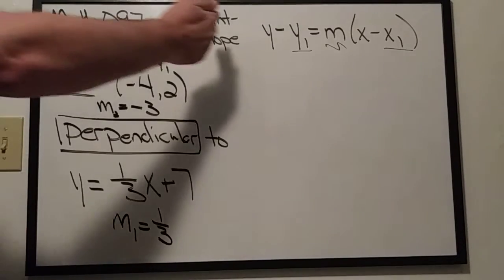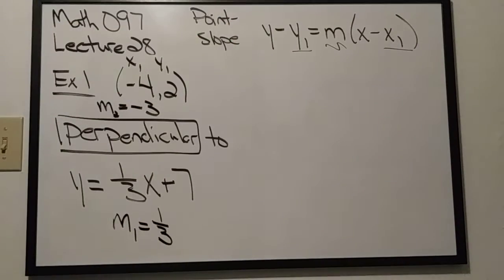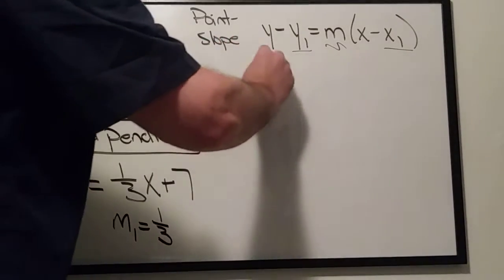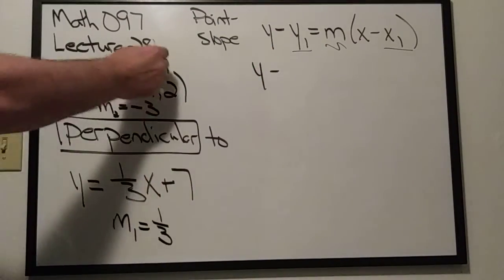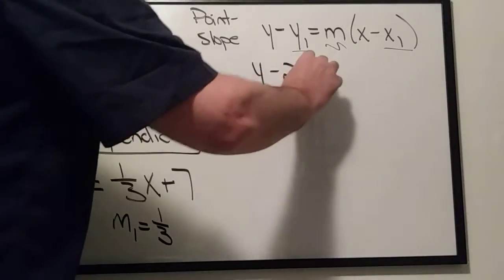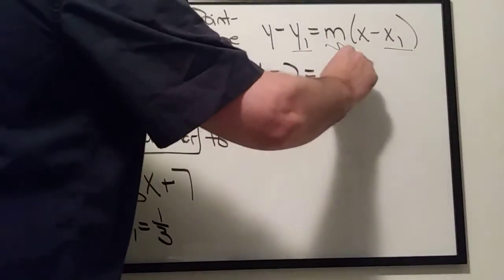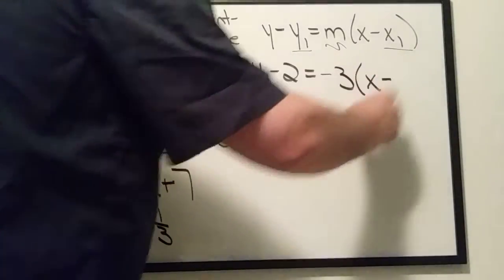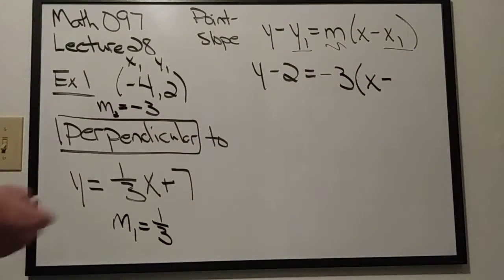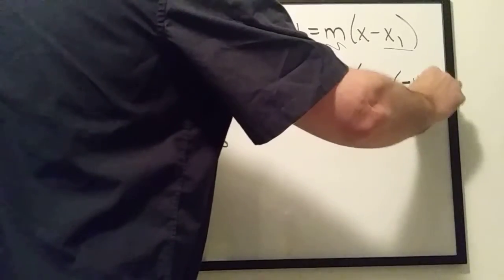So what I'm going to do is plug all this information into point-slope form now that I have my point information and my slope information. So we're going to have y minus y1. Well, y1 is 2. And that's equal to m. Well, the slope of our line is -3 times the quantity x minus x1, and our x1 is -4.